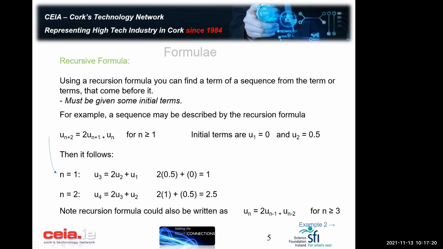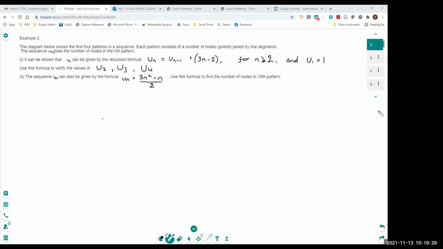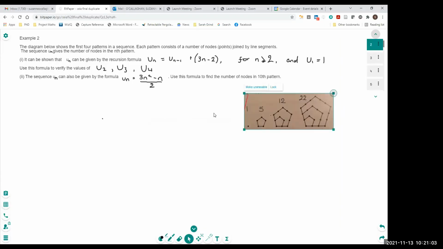So we'll do example 2 here. Okay, so we're going to do an example. The diagram below shows the first 4 patterns in a sequence. Each pattern consists of a number of nodes or points joined by line segments. The sequence u of n gives the number of nodes in the nth pattern. So you'll see the first term in that sequence has just 1 dot. The second one has 5 dots. The third one has 12 dots. And the fourth one has 22 dots.